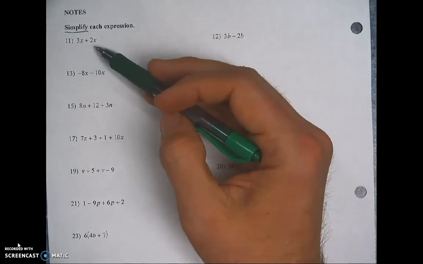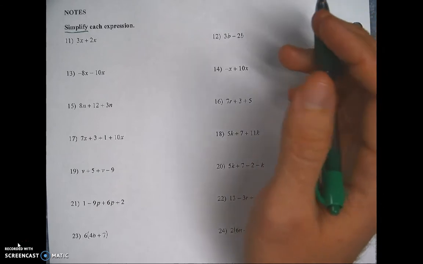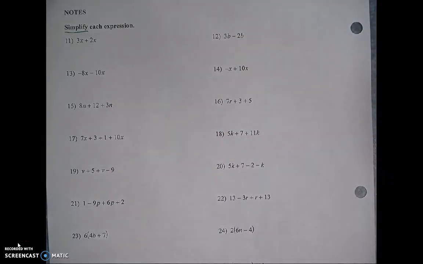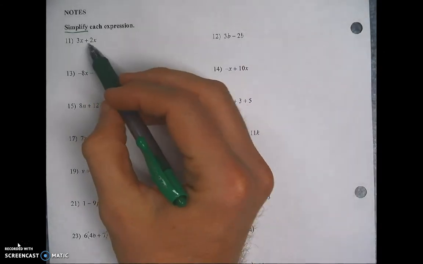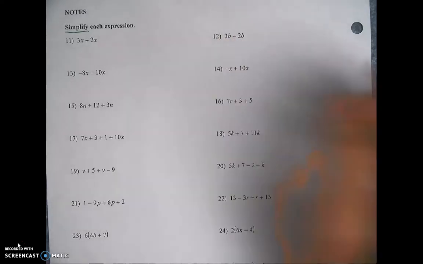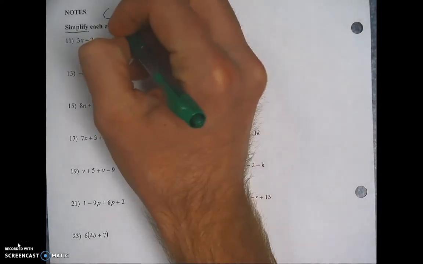So 3x plus 2x, if I told you what x was, you could plug it in and you could get an answer. Now we're going to simplify this, so it's no longer going to say 3x plus 2x, but it's going to be equal to it. So if we put in a number for x, it's still going to have the same value. An expression is just any of these number sentences that don't have an equal sign. Once it has an equal sign, now it's an equation. So for today, we're going to be combining like terms.